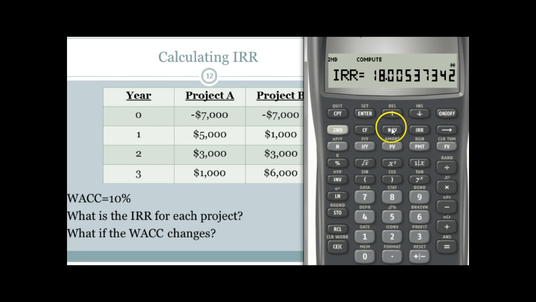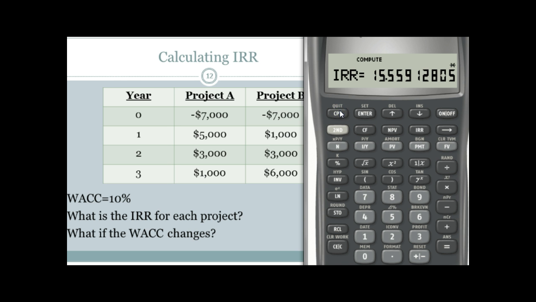Go ahead and do project B. And notice we didn't go back to net present value. We didn't plug anything in to the interest rate. And I'll talk about that in a second. So project B, plugging in those cash flows. Second year, 3,000. The last year, 6,000. So IRR, compute, ta-da, there you go.